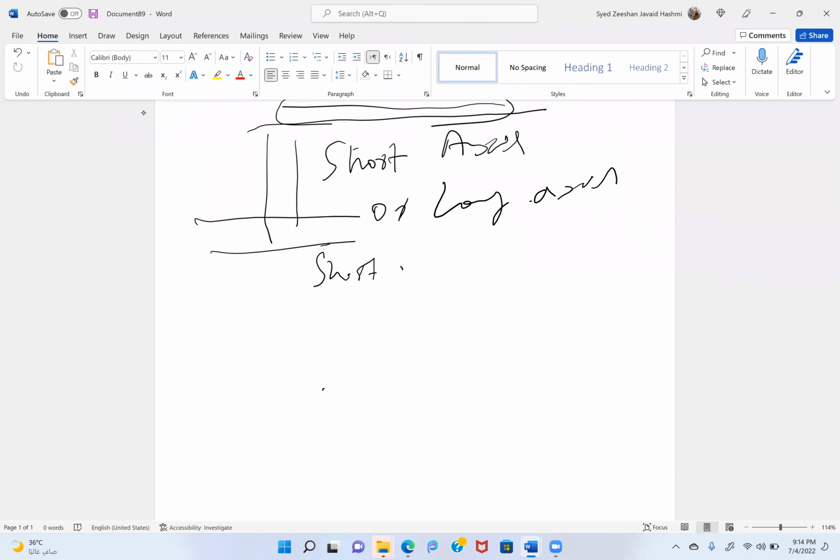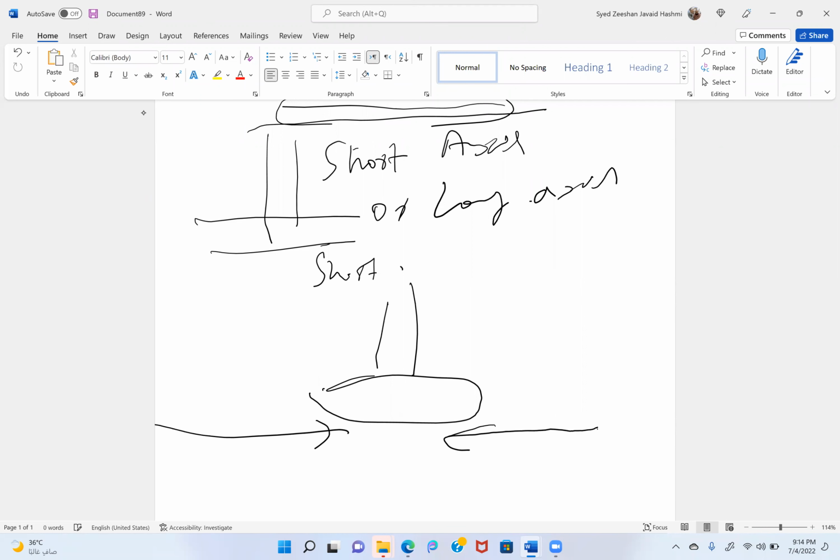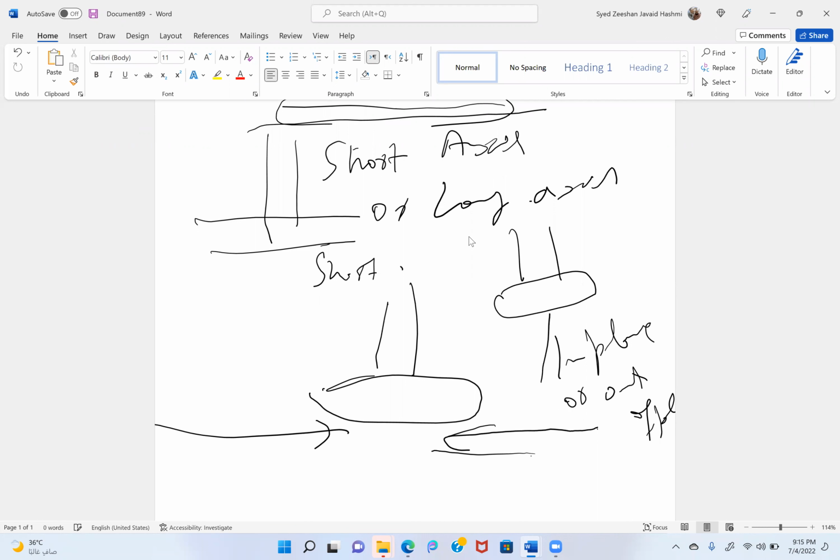Now the other concept is that if the probe is like this and you are bringing the needle from this side, up or down, is this in plane or out of plane? Yes, Dr. Abid. In plane, sir. In plane. Okay, this is in plane. And if your probe is like this and you are hitting from this side, it is out of plane.